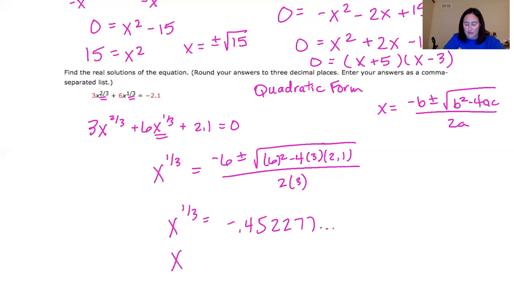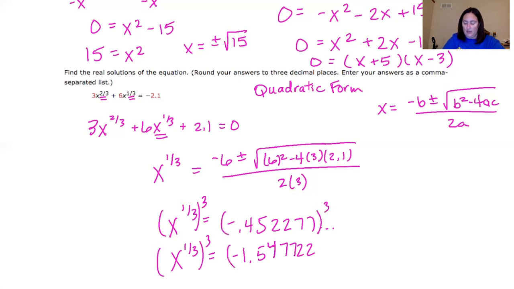Now I have to get my other solution. I'm going to do kind of the same thing, except instead of the positive, I'm going to subtract. When I subtract that and I divide by my 6, I get something that says x to the 1/3 is negative 1.547722. Now, your last step that you have to do here is raise both of them to the 3rd power. And then that will give you your x values.